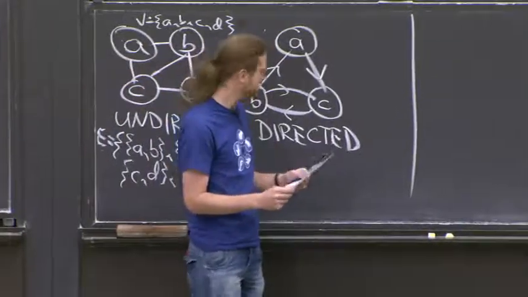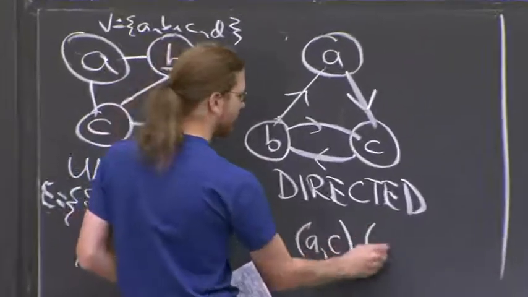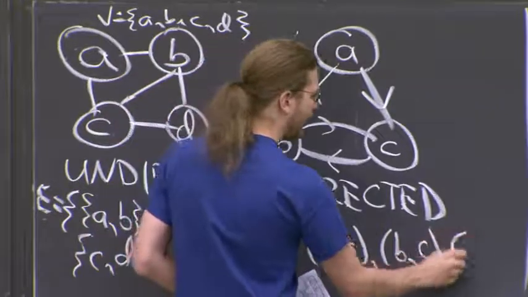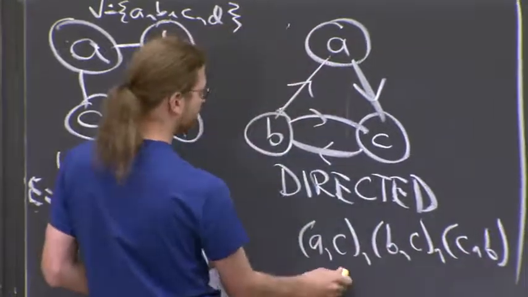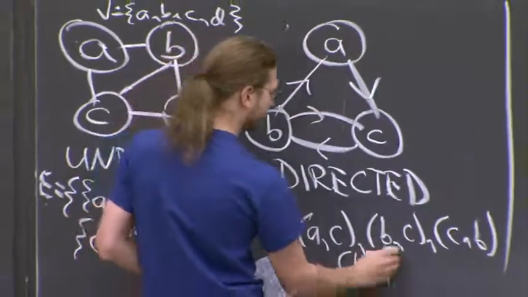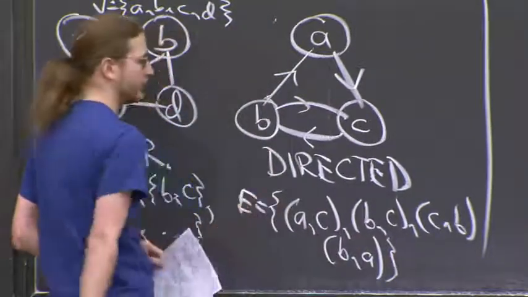Cool. Okay, over here you've got things like AC, BC, and CB, so you can have edges in both directions. What am I missing? BA. So that's E in that case.